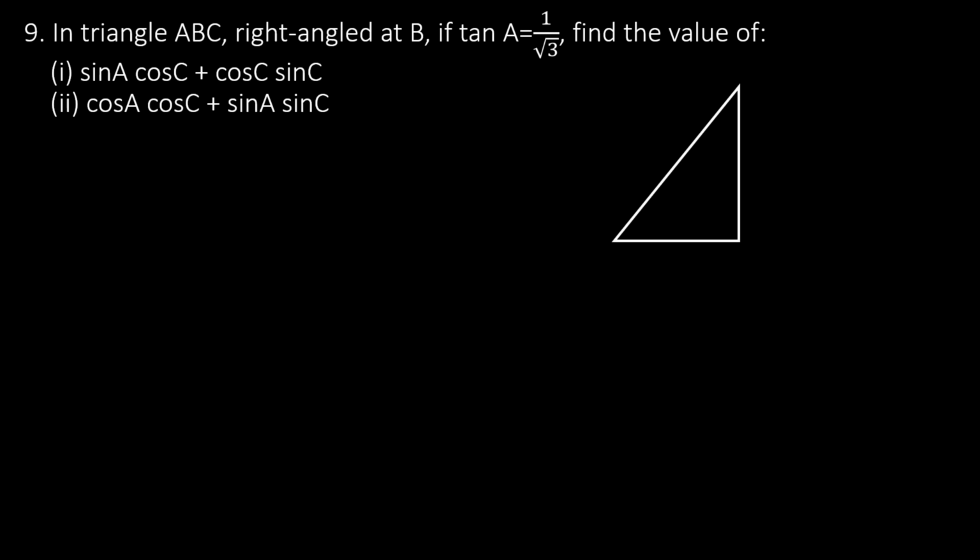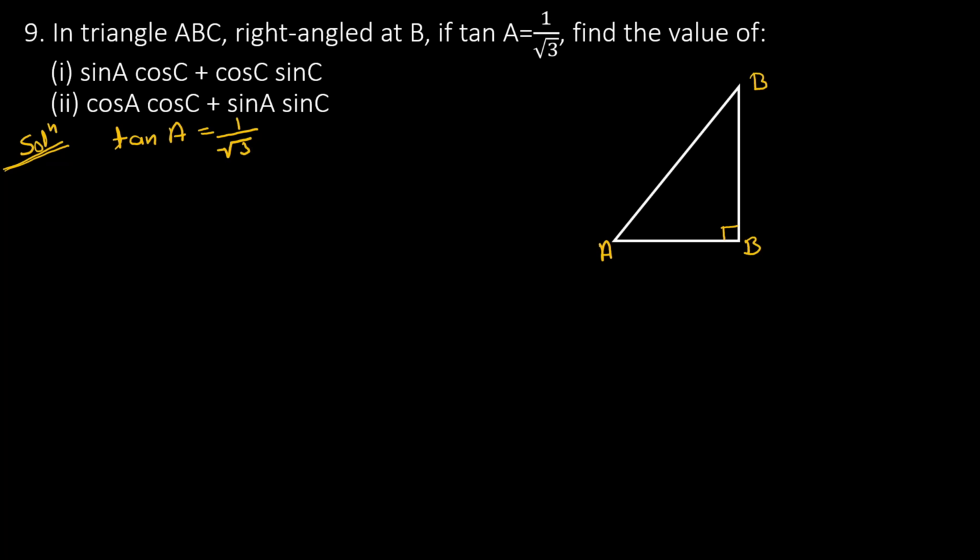This is the fifth video of exercise 8.1. So let's solve question number 9. In triangle ABC, the right angle is at B. So this one is A and B. It is already given that tan A equals 1 by root 3.